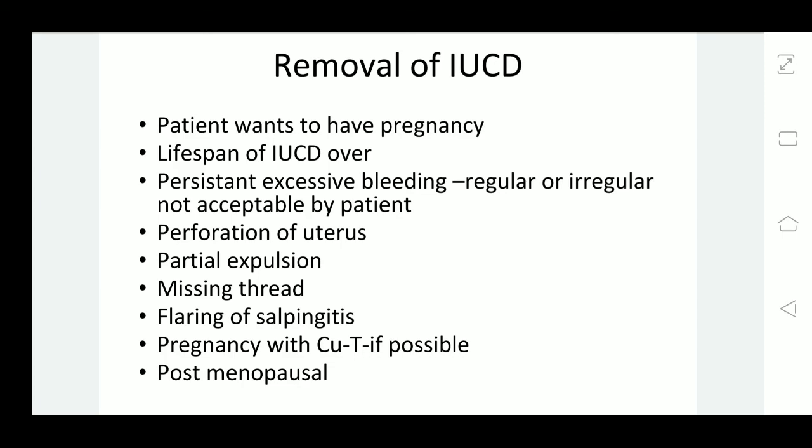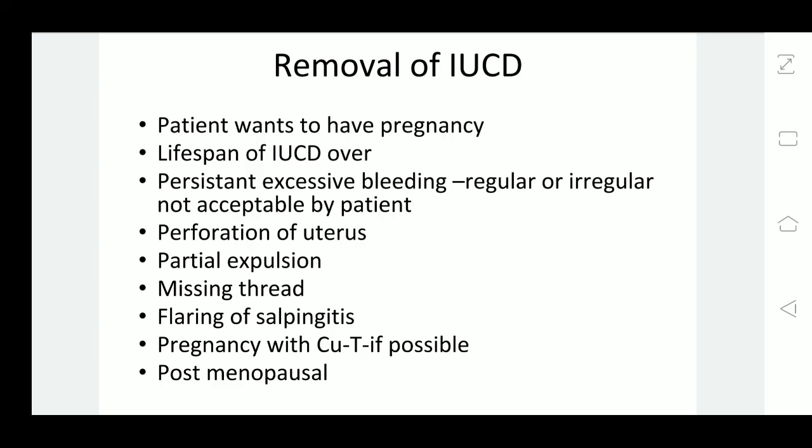It could be partially expelled also. It could be in the uterine muscle, myometrium, and partly peeping out of the uterus. So you need to remove this. Or there may be partial expulsion. Sometimes the vertical stem of the copper T is seen at the external os, or it is in the cervical canal. Then you need to remove it.